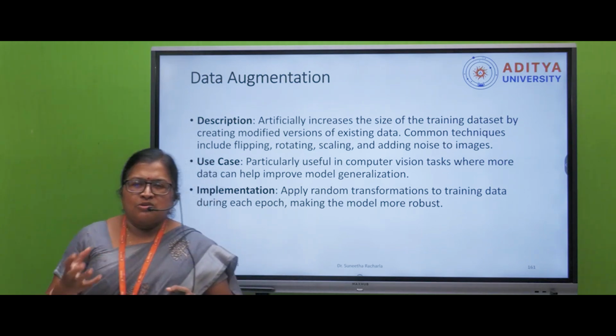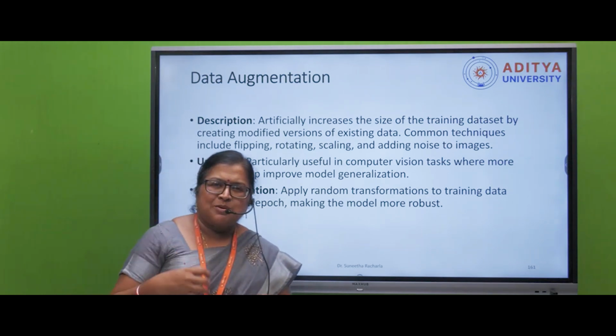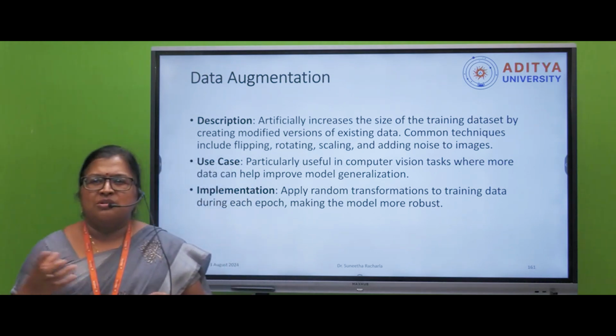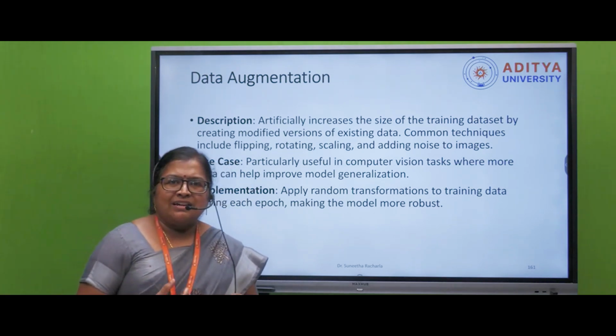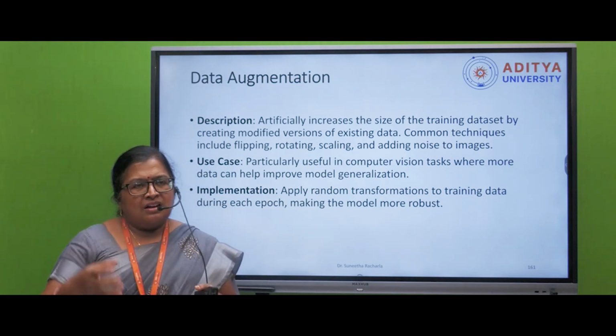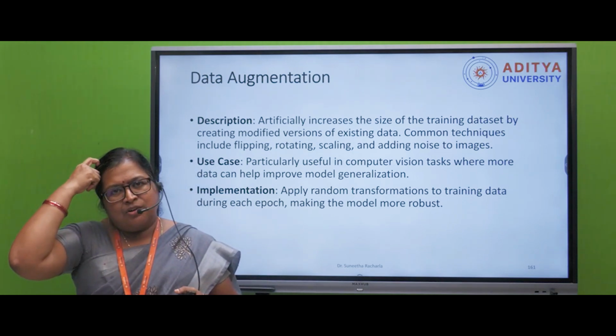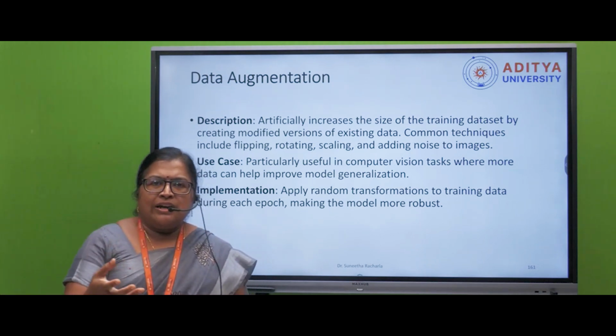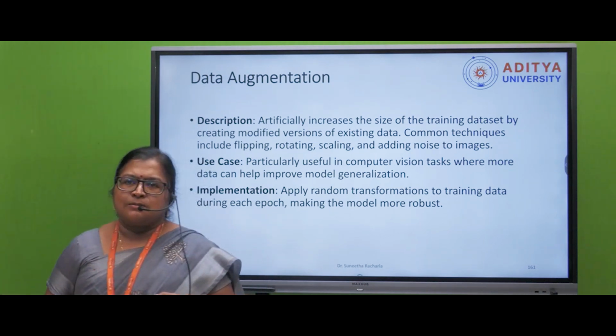Data augmentation we mostly use for image processing. In image processing, while doing deep learning fusion techniques, we apply the data augmentation process. Suppose for my data, I have an image data set with only 10 images, but for a neural network, I need some 10,000 images.